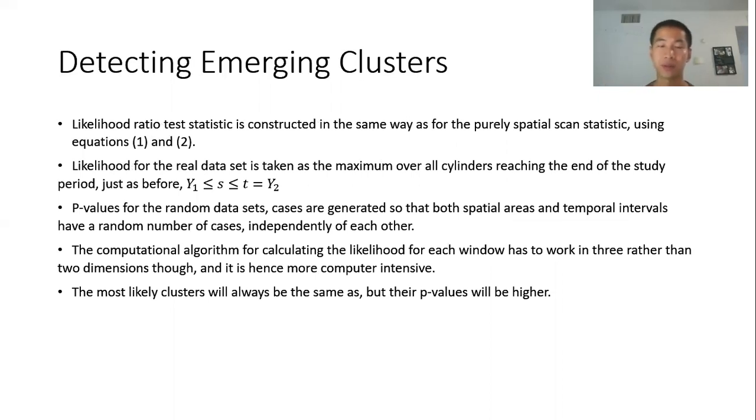Again, the likelihood ratio test statistic is done in a very similar way using the same equation. The p-values are also obtained by the same method. We randomly distribute cases across space and time. And this time, since we're working in 3 dimensions, it becomes a little bit more computationally expensive. The most likely cluster will remain the same, but the p-value will be a little bit higher.